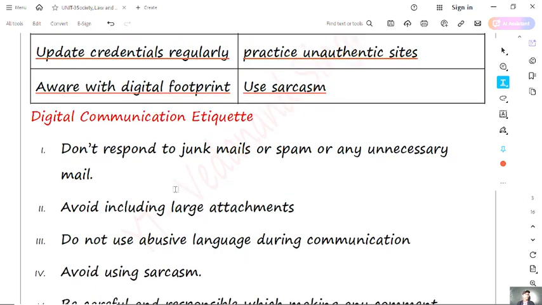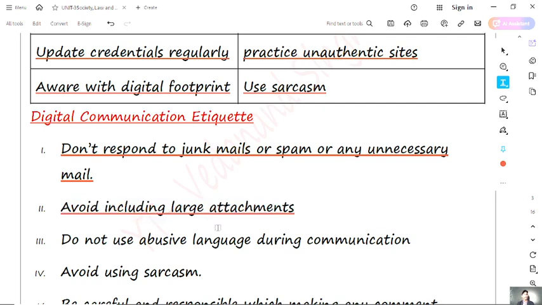Now the next is digital communication etiquette. What is digital communication etiquette? See, etiquette simply means you should learn behavior. Don't respond to junk mail or spam or any unnecessary mail. If you are getting unnecessary mail, you should not respond to it, and you should not click on it. If you click on it, they can get your location or your system information. So we should not do this digitally.